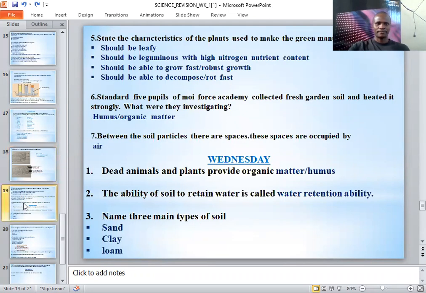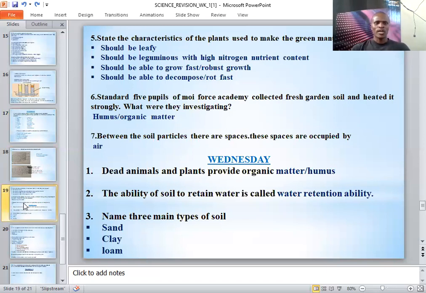Let's go to number 5. State the characteristics of plants used to make green manure. Remember I said when we are making green manure, we have specific plants that we are supposed to use. Specifically, we talk about leguminous plants. Why do we use leguminous plants in making green manure? Because leguminous plants have high nitrogen nutrient content. So you're supposed to use them.